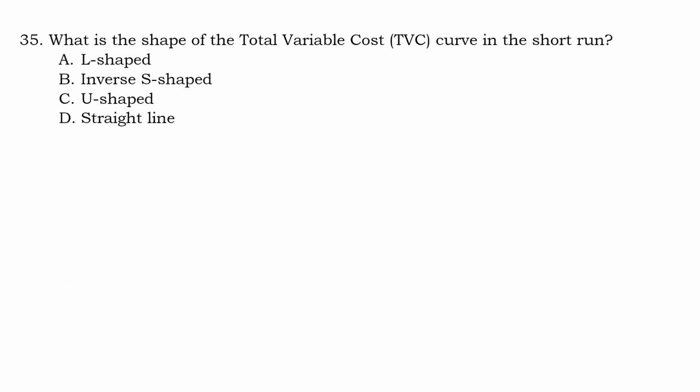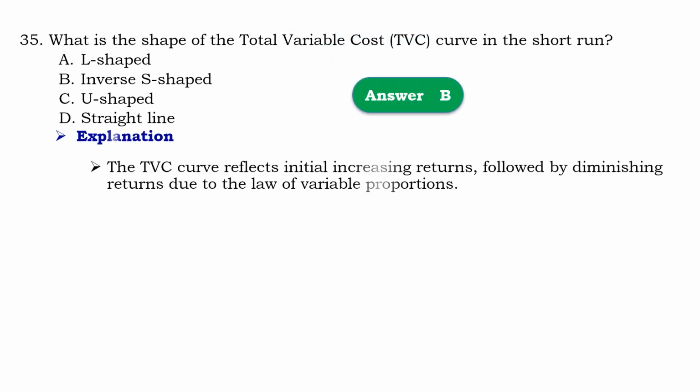Question number 35. What is the shape of total variable cost curve in short run? That should be inverse S shaped, which means that the total variable cost curve reflects initial increasing returns followed by diminishing returns due to the law of variable proportions, creating an inverse S-shaped curve.